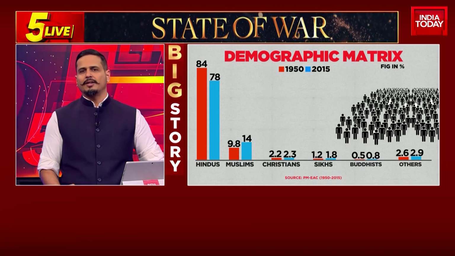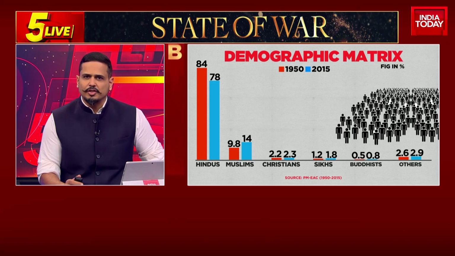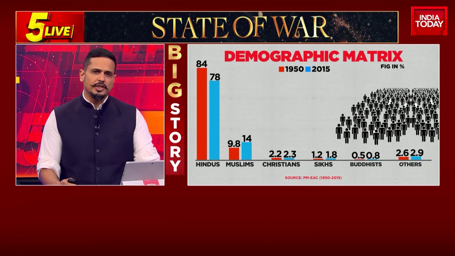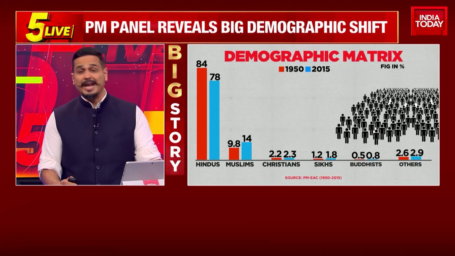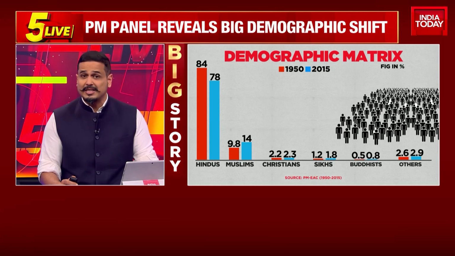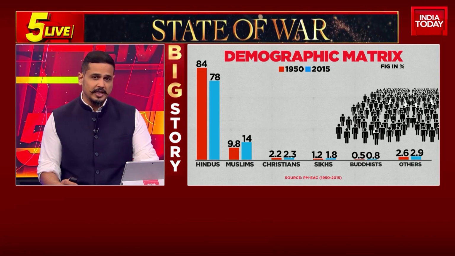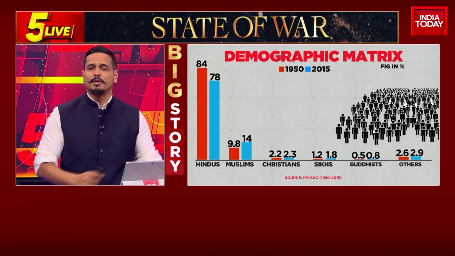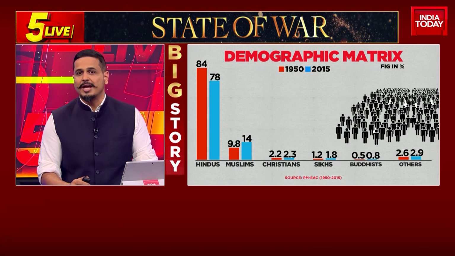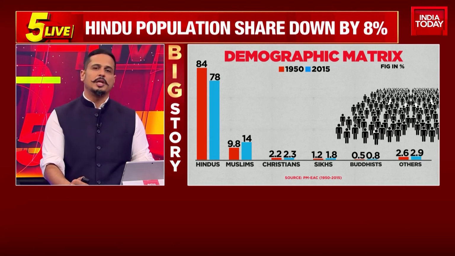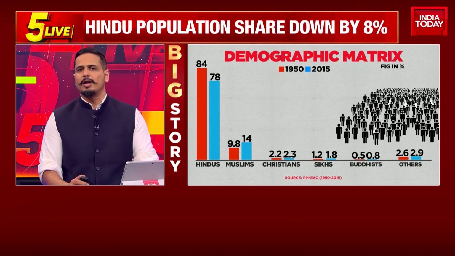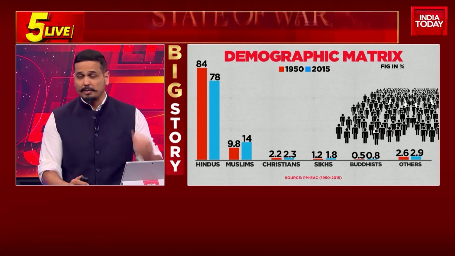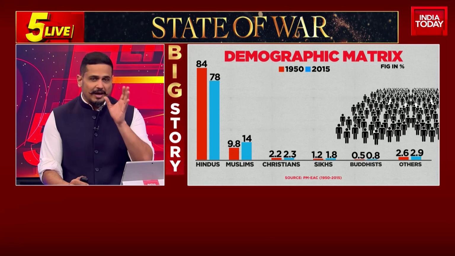This is a report that arrived yesterday that reveals that the share of Hindus in India's population saw a decrease from 84% in 1950 to 78% in 2015. Similarly, the Muslim community's population share went from 9.84% of India's population to 14.09% in the same period of 65 years.